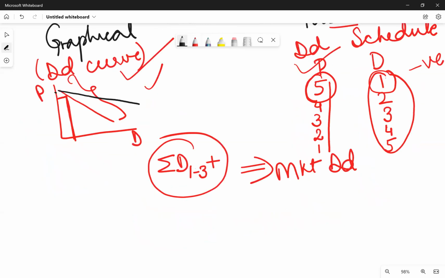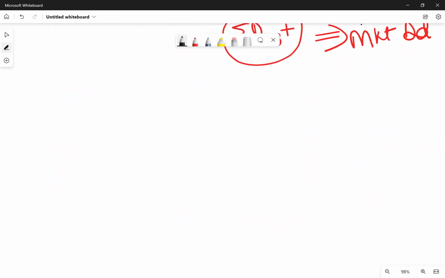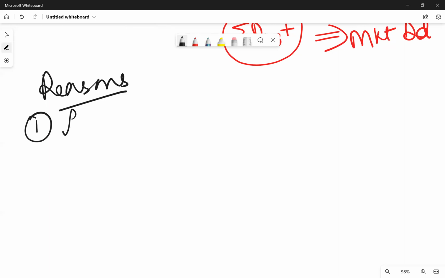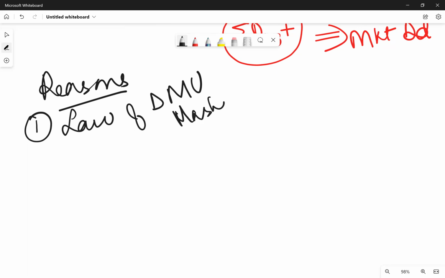Now, why do we say that there is a downward sloping demand curve? So what are the reasons behind the downward sloping demand curve? First and the most important reason of all is the law of diminishing marginal utility. This was again given by Marshall.